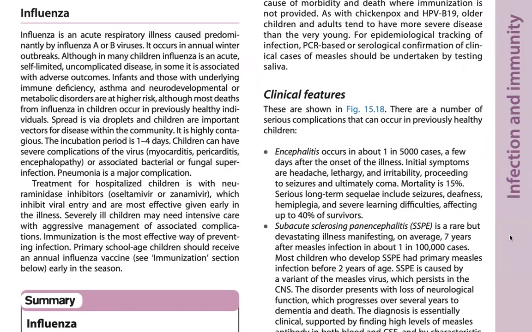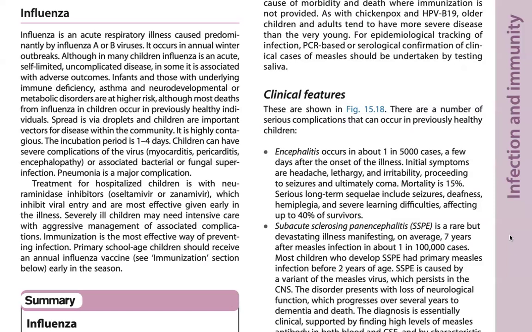Children can have severe complications of the virus, including myocarditis, pericarditis, encephalopathy, or associated bacterial or fungal superinfection. Pneumonia is a major complication. Treatment for hospitalized children is with neuraminidase inhibitors, which are oseltamivir and zanamivir, which inhibit viral release and are most effective given early in the illness. Severely ill children may need intensive care with aggressive management of associated complications.